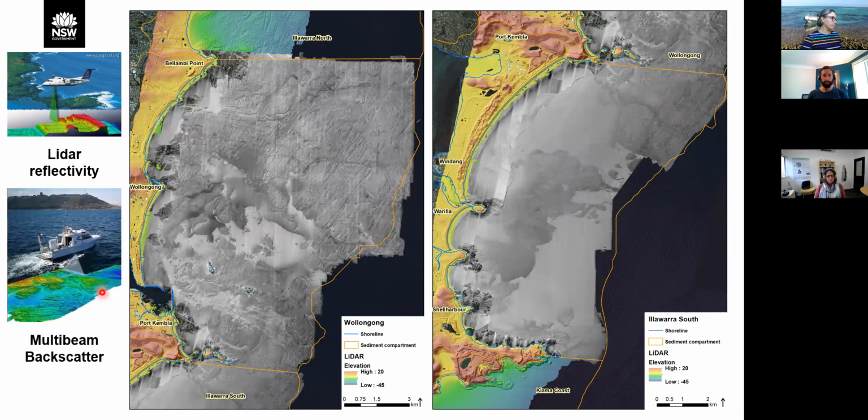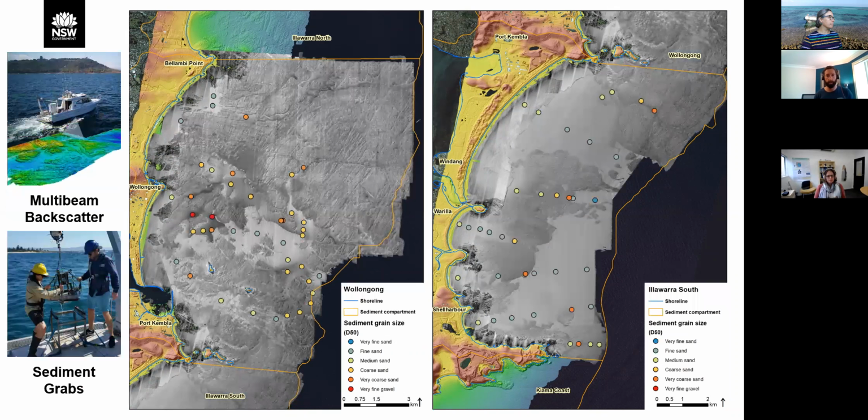On the other hand, the backscatter data is very informative for that. So we're now looking here at some coarser sand and finer inner shelf sand blanket out here. So putting all this data together, we're starting to get a pretty good understanding of our seafloor here.